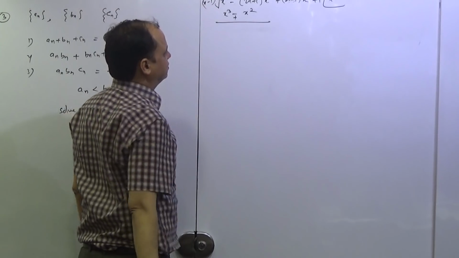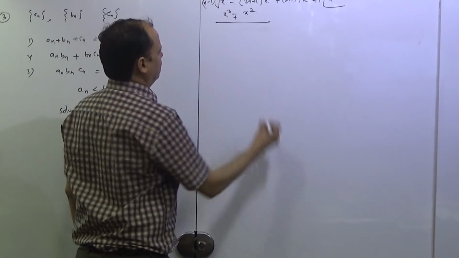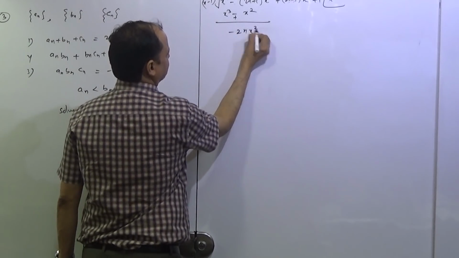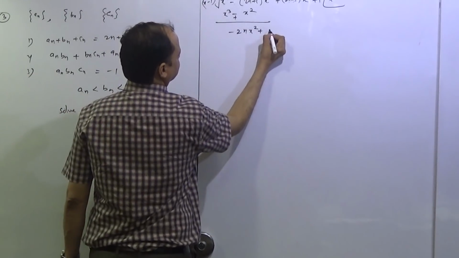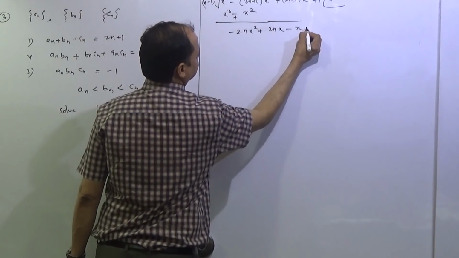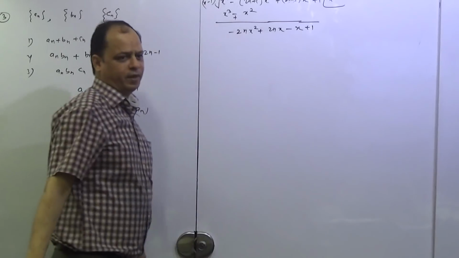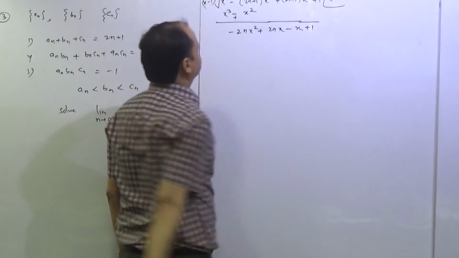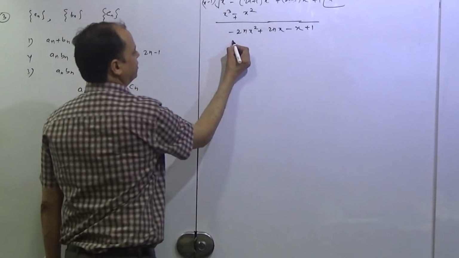This is plus, so 2n x square. 2n x square. Minus or plus? Minus 2n x square, right? And plus 2nx minus x plus 1. Okay? Now what to do? x square minus 2n x square. What do we get here?